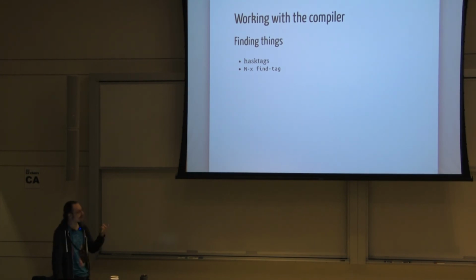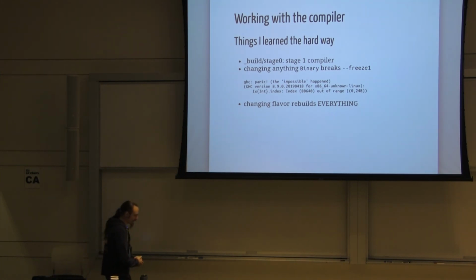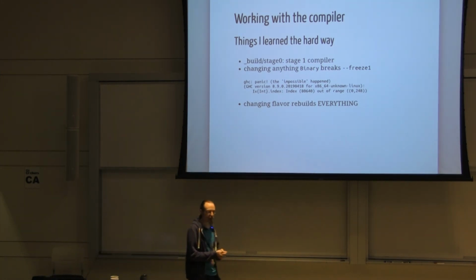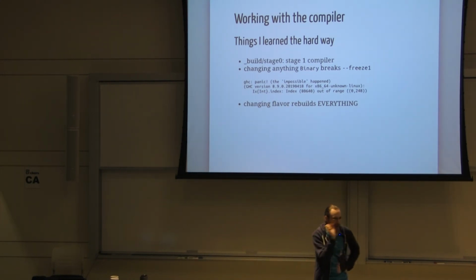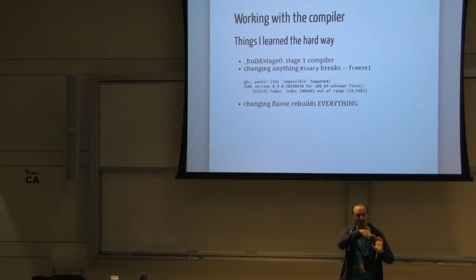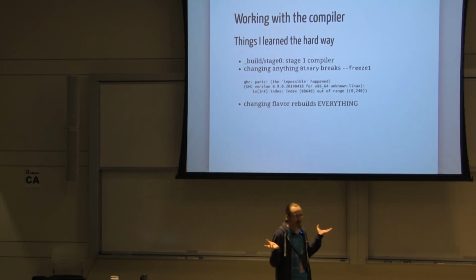So a few things which I learned the hard way. Hadrian, the build tool which I mentioned, puts things in the _build folder. However, if you have stage0 as the folder name, that's actually the stage 1 compiler in there, because it's the thing that the stage 0 compiler builds. It's a bit confusing, but they don't want to change it anymore because people are now used to it.